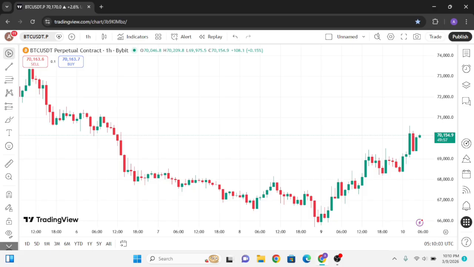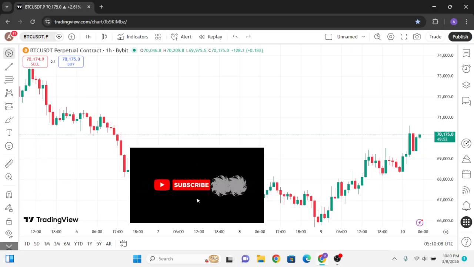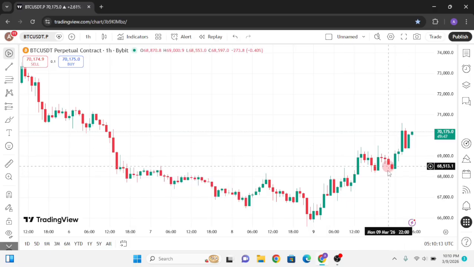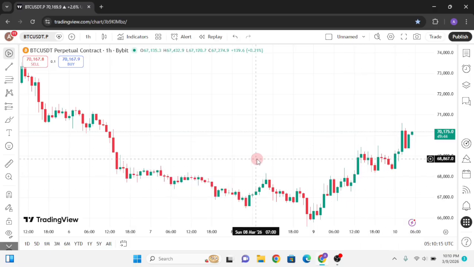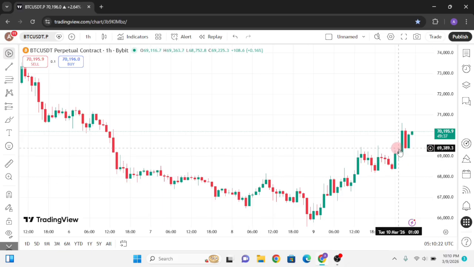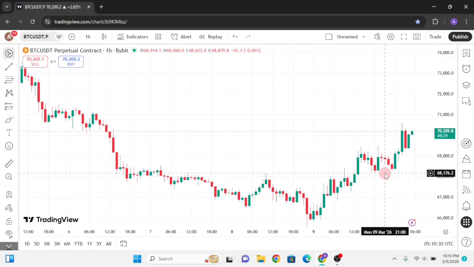Now let us talk about the most important element on this entire chart, which is the candlesticks. Now let's discuss what the meaning of all these things is and how they work. All these colored bars you are seeing on this chart are called candlesticks. Every single candlestick tells you exactly what happened to the price during a specific period of time, whether that is 1 minute, 1 hour, 1 day, or 1 week, depending on your time frame setting.